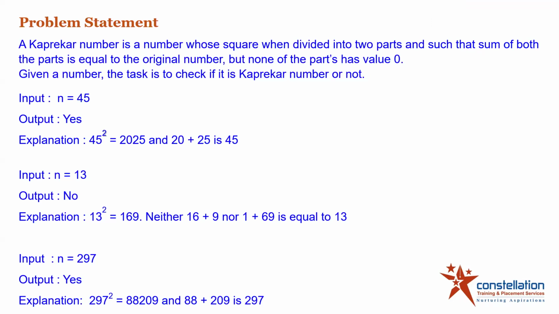As Orgho said, but my question here is like the last one, 297. The square gives 88209, and they've added 88 and 209. Why shouldn't I add 882 and 09? How is that logic to be applied? How do you select that pair? What is the best way to select the pair? Yeah, Shivam.